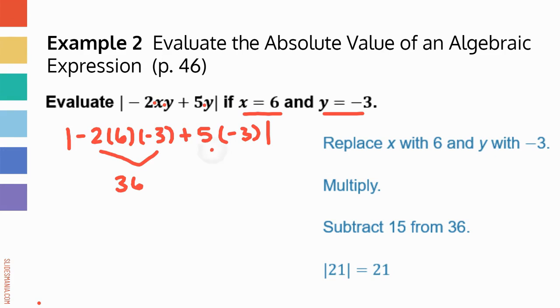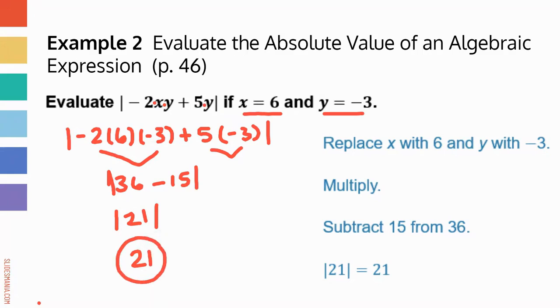And then over here, 5 times negative 3 is going to be negative 15. And you can always use a calculator to do this math. Okay, so then we're going to subtract 36 minus 15. And that should give us the absolute value of 21. And then the absolute value of 21 is just a positive 21. So that is our answer.